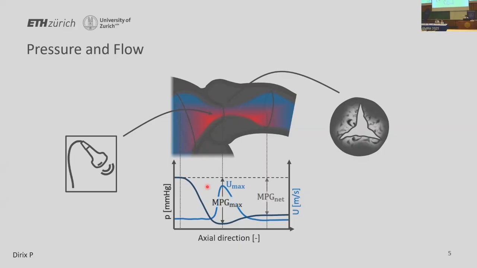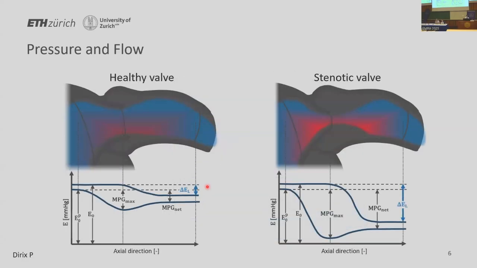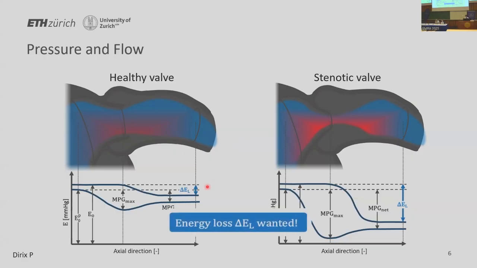If we go a bit further, we have the mean pressure gradient, with reference to echo, and then we have the net pressure gradient. That's what we think everyone should be interested in. Very often we see that the max gradient is way bigger than the net gradient, and the net gradient is actually what causes the additional burden to the left chamber. So, the healthy valve on the left, the stenotic valve on the right, and we can see that the net energy loss is very different and should be characteristic for the stenosis severity. All right, so we want that.